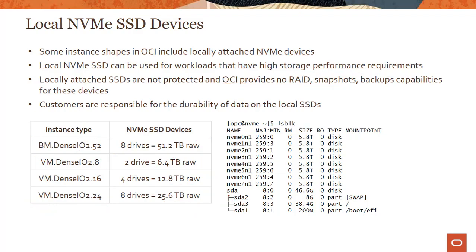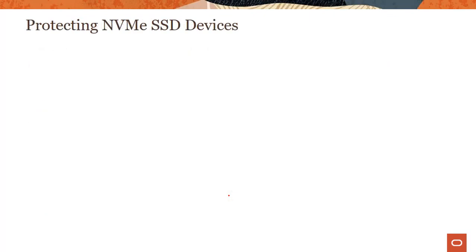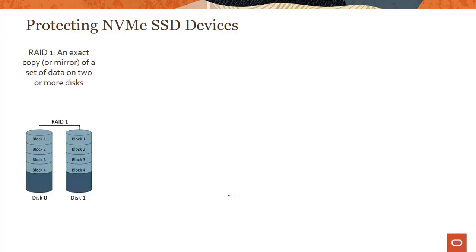So rather straightforward. Now one thing which is important and you need to consider is these devices, like we said, are not protected by us out of the box. So how do you go ahead and protect these devices, right? You can always configure RAID on these local NVMe devices. So there are various options. I'm just presenting three of them here, but you can do something other than these three options as well.